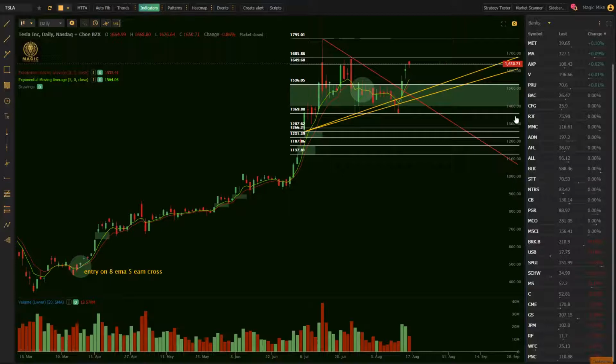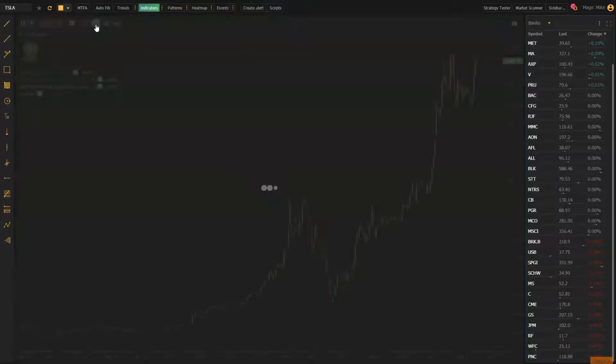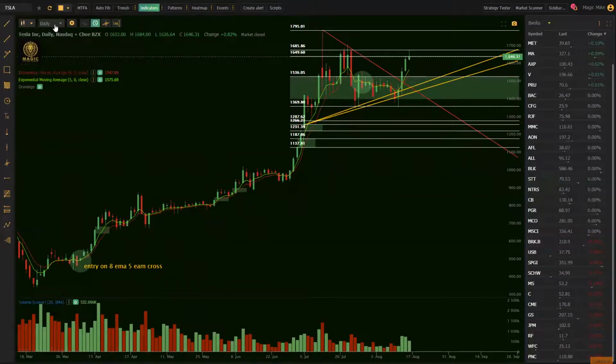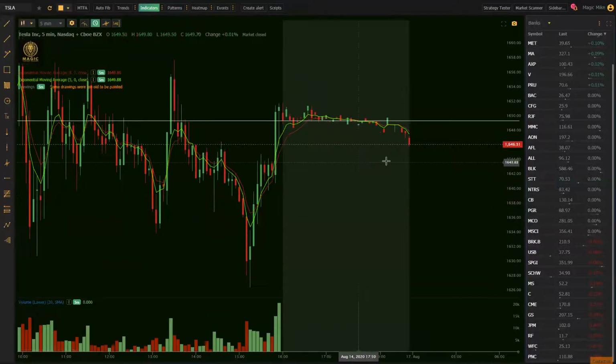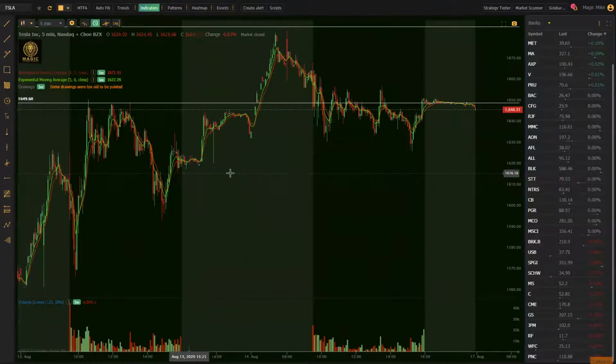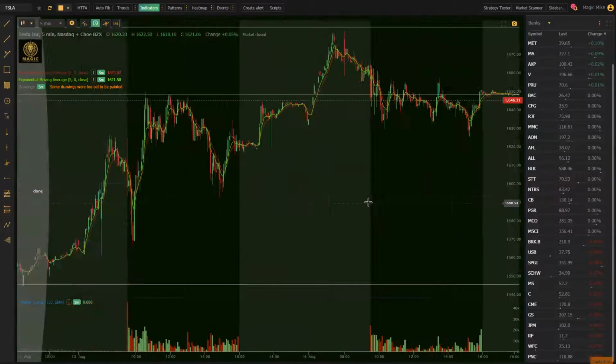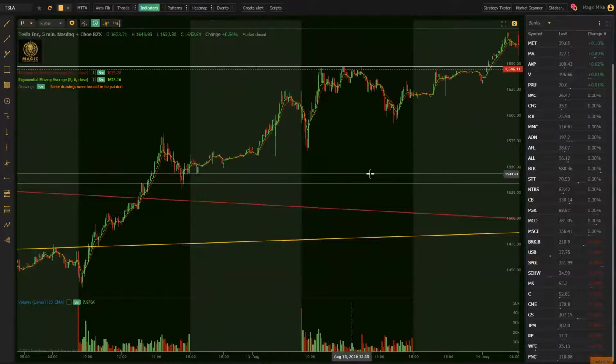Also, they've got pre-market and after hours, which is a little button right here, non-regular trading hours. You can hit that and it will show non-regular trading hours. Let's say we throw it up on a 5-minute chart. This little section was after hours on Friday. This section right here was pre-market on Friday. After hours on Thursday, but you get the drift.